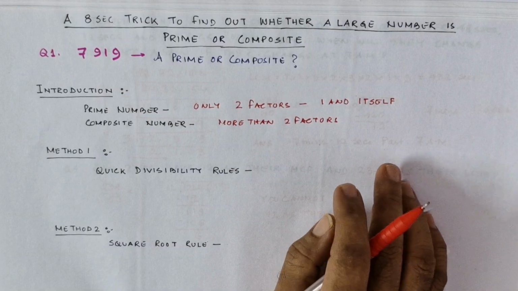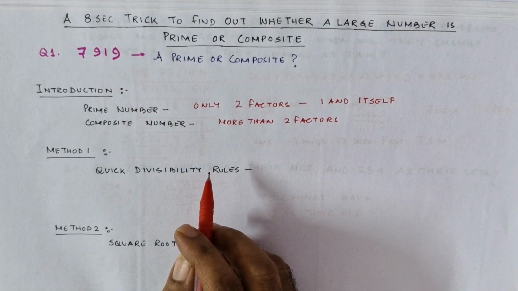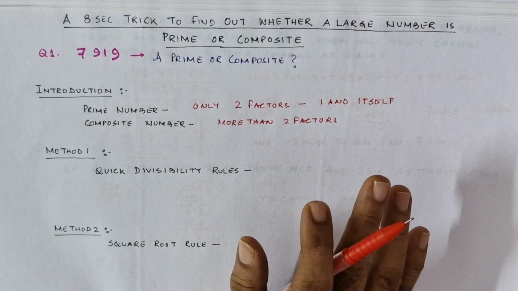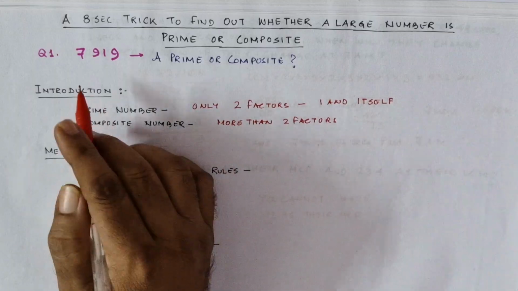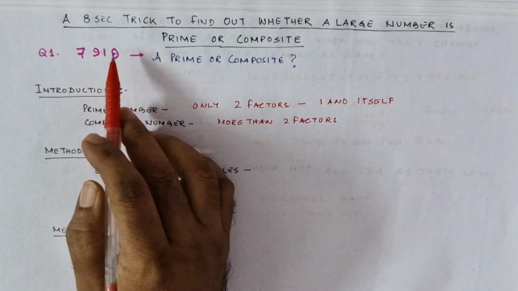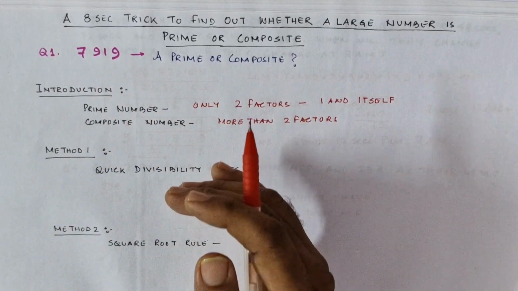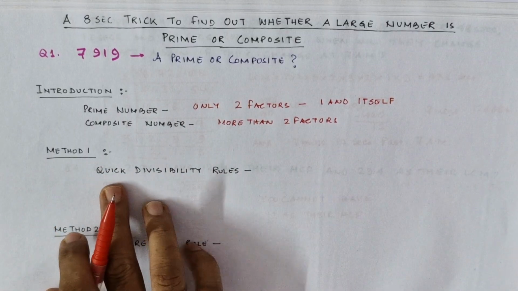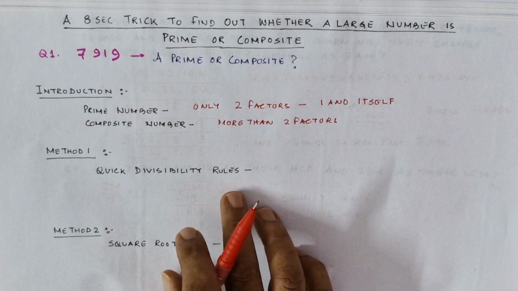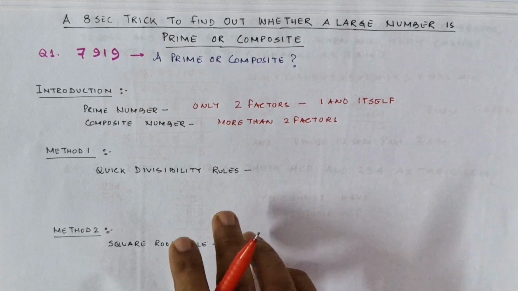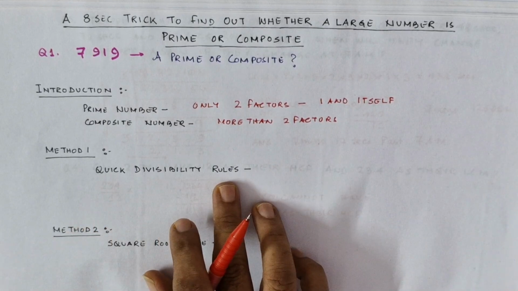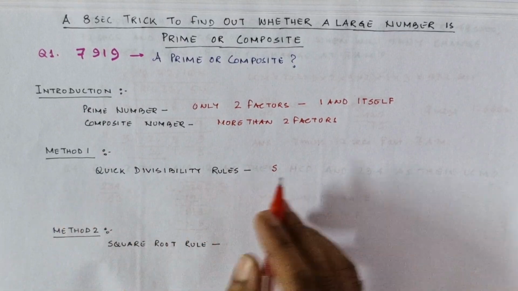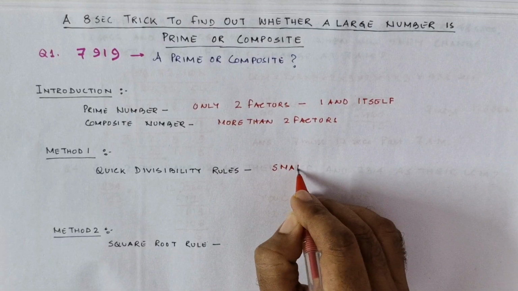Now do not worry, I'll show you step by step the trick to test the primality, even if the number is large and larger than this also. But let us go step by step. See, method 1: quick divisibility rules. In earlier lectures I have shown you these. Now if it is a small number, use this rule for small numbers.